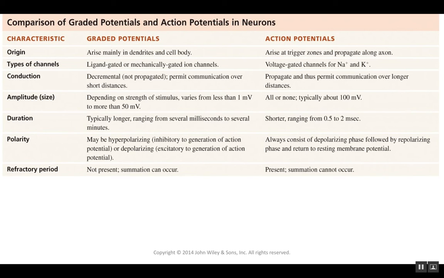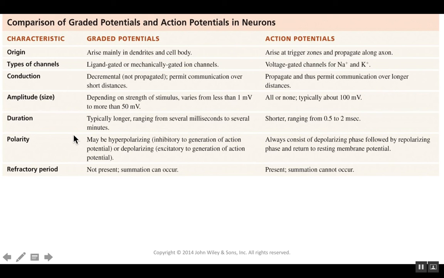This is also a good comparison table, looking at graded potentials versus action potentials. I'm going to let you read through this table. Again, I would focus on where they occur, what kind of channels are involved, whether they propagate or not, and what the size is. Graded potentials will vary in size, whereas an action potential is what we call all or none. So you will either get action potentials or you will not, but they're all going to be similar in size or amplitude.